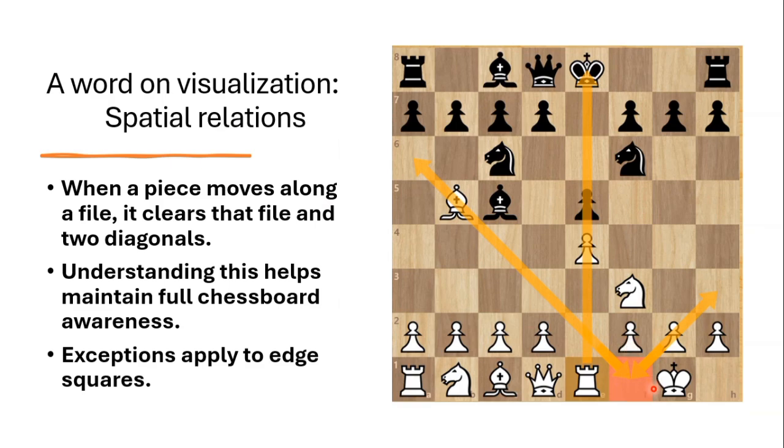In the same way, what if we move along a rank? Along a rank, we'll open a file here, and we move to a new file, and then 2 new diagonals. So this diagonal here, and we left this diagonal here and this file here.